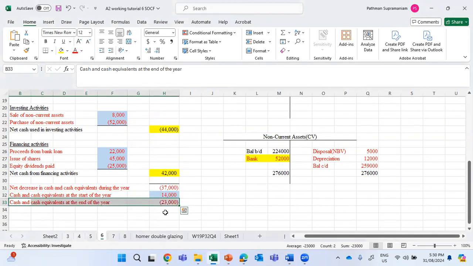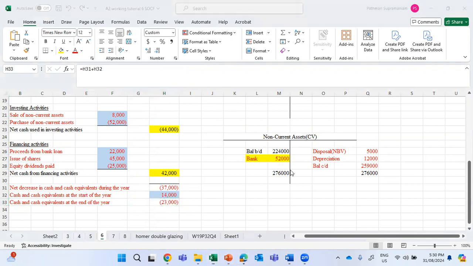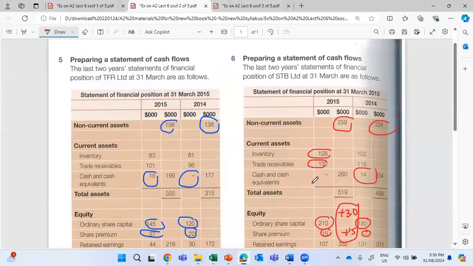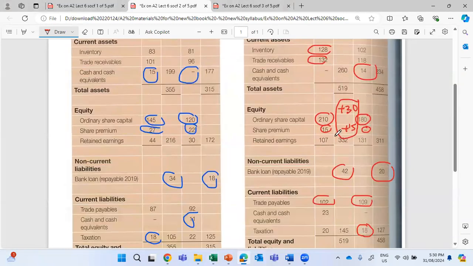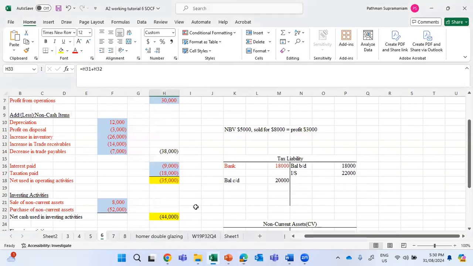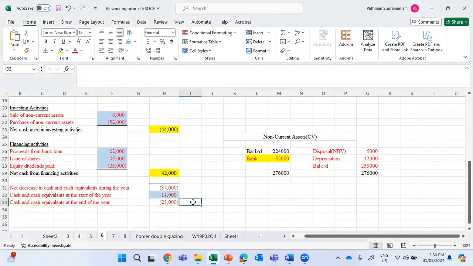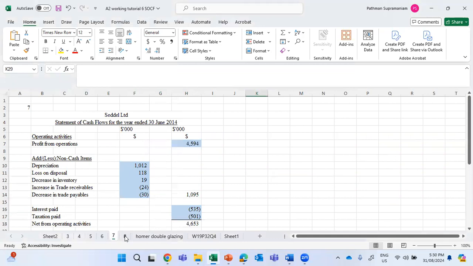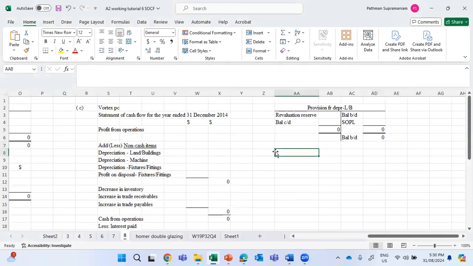Then to confirm that this answer is correct, we check this year's SOFP and see whether it appears under current liability because it's negative. See, there's nothing under current asset. Here it is. This is our figure, negative 23. So you know you've done it correctly. Okay, so go to the rest of the question. And that's what cash flow is all about.